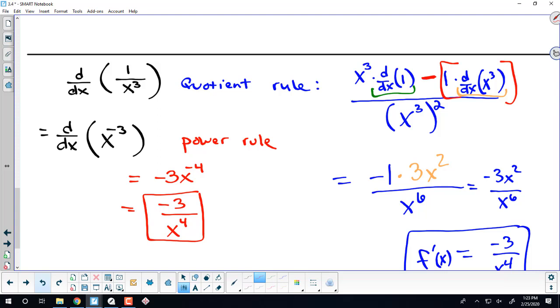So the x cubed times the derivative of 1 is 0. Yes, in the green right here. Yeah, that turned into 0. We didn't actually write that out. We should write that out. So we had that x cubed times that derivative, which was 0.